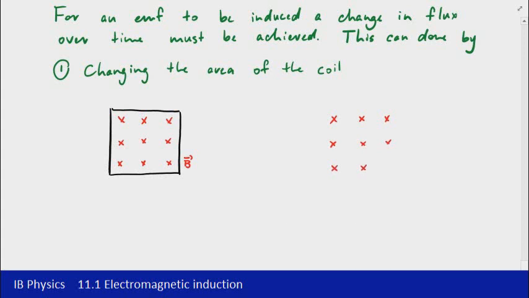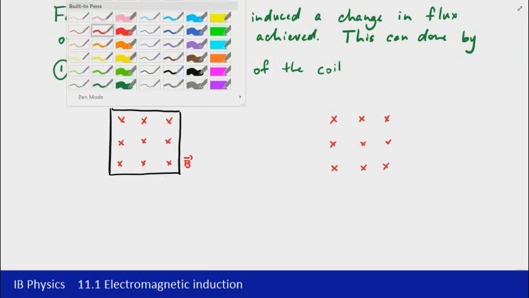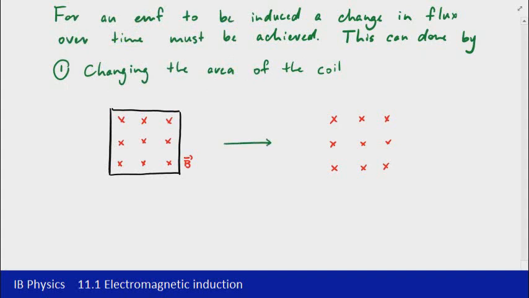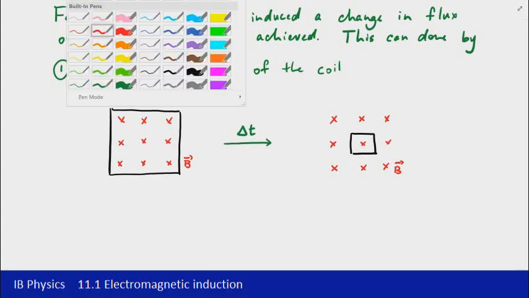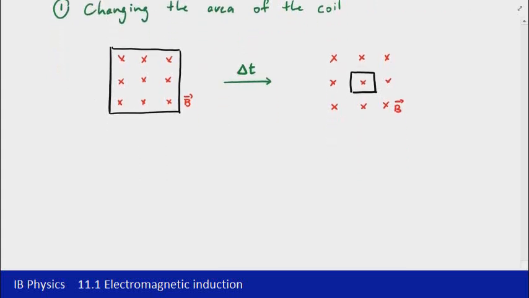And at some time later, so think of this as being a transition between two states, so we'll indicate this is after delta t, the size of that coil has now decreased. So given that the coil is now smaller, it means that the flux through that area is going to have decreased because the area itself has decreased. So in that case we'll see an EMF being induced.